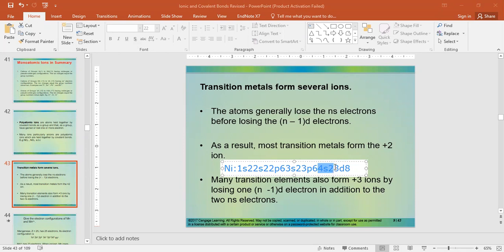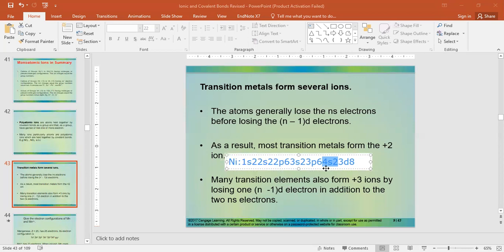Therefore, if we are forming Ni2+, the electrons are lost from the 4s2. If we have to form Ni3+, then that is going to be d7 here, because an extra electron is lost, so we have a total of 3 electrons lost. So many transitional elements also form +3 ions by losing one (n minus 1)d electron in addition to the 2 ns electrons, and this is exactly what I am explaining in the nickel case.